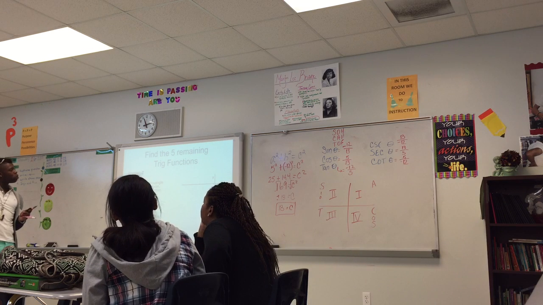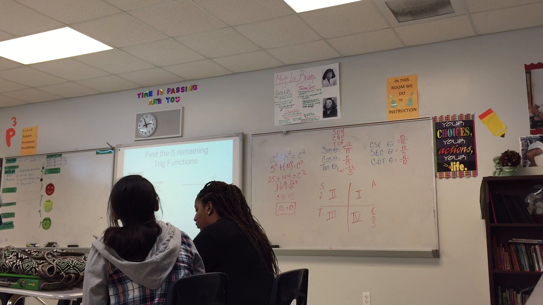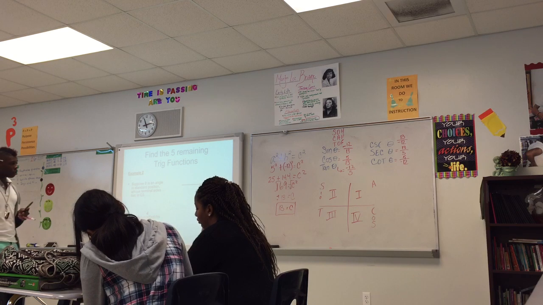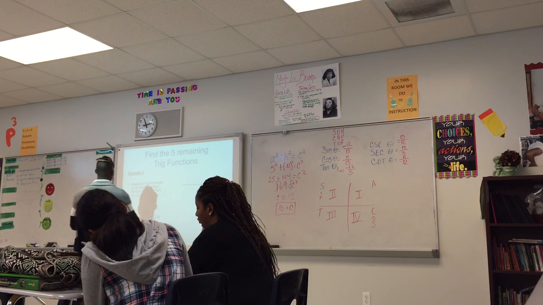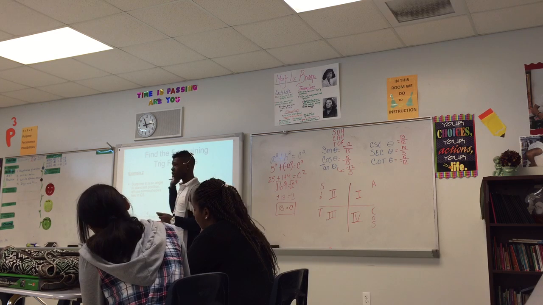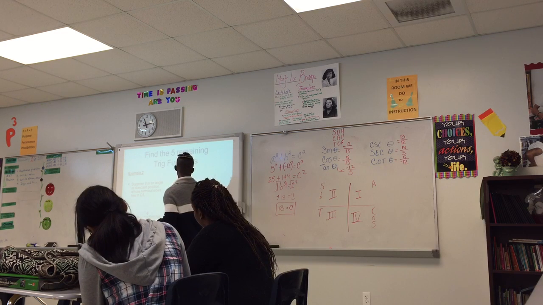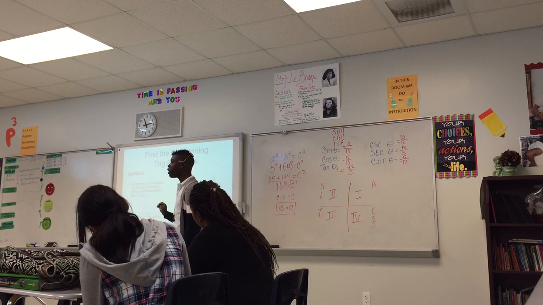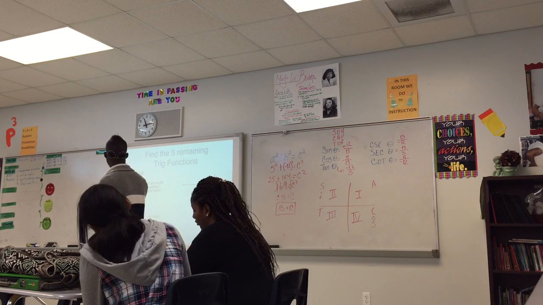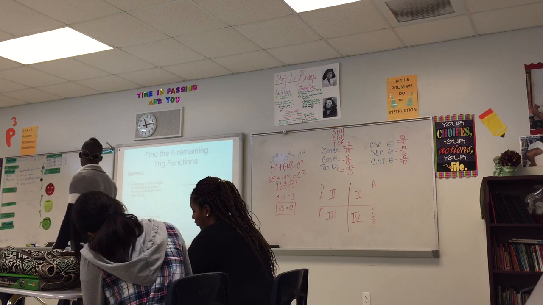Example 2. Suppose that theta is an angle in standard position whose terminal side lies in quadrant 3. So it already told you that it's in what quadrant? Quadrant 3, and it's in standard position, which means it starts off where? At the origin, 0, 0. Does it give you any more information? Let's keep reading. It says sine of theta is equal to -4/5. Find the values of the remaining trig functions.